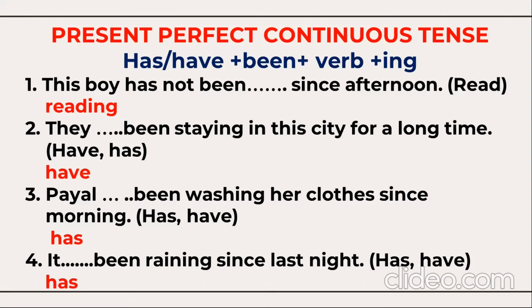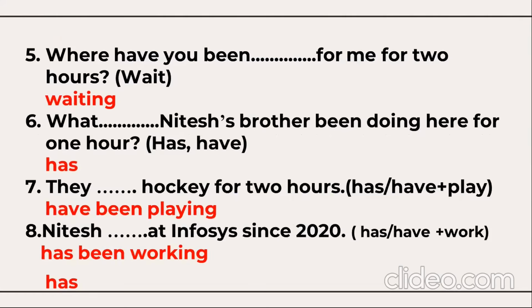It has been raining since last night. It means the rain started. It started to rain. The rain started last night, and is still going on. So we say it has been raining since last night. In present perfect continuous tense, we use since or for: for when there is a duration of time, since when there's a point of time. Have you been waiting for me for 2 hours?